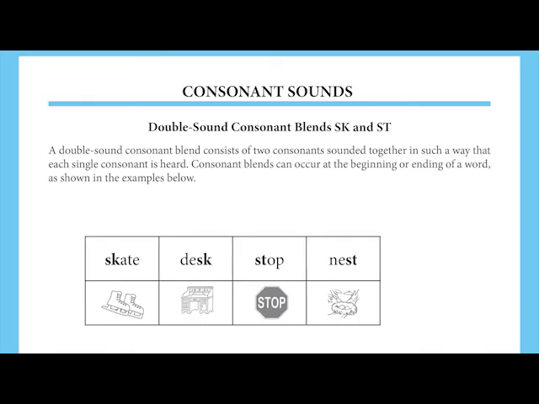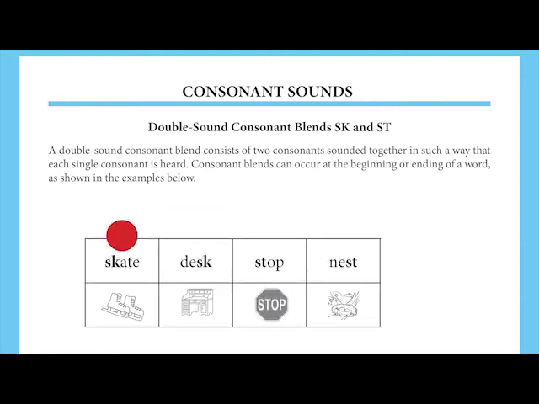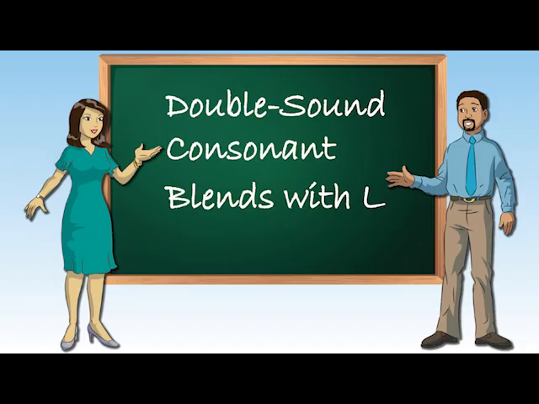Double sound consonant blends. SK and ST. A double sound consonant blend consists of two consonants sounded together in such a way that each single consonant is heard. Consonant blends can occur at the beginning or ending of a word, as shown in the examples below. SK, skate. SK, desk. ST, stop. ST, nest.